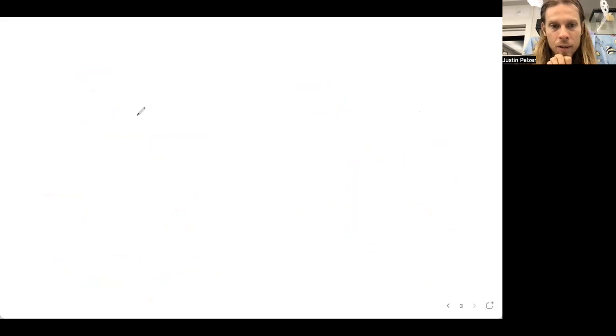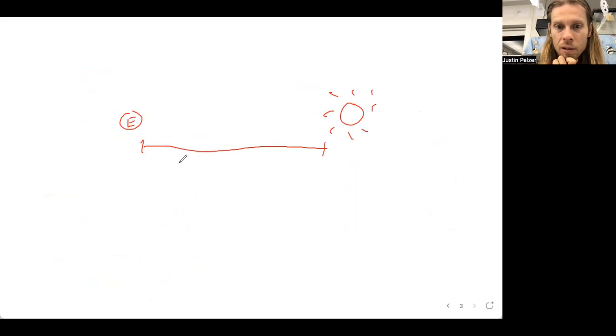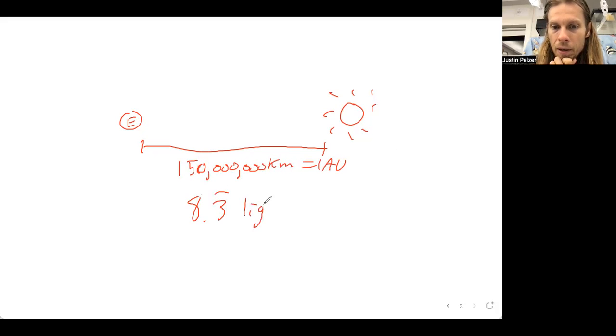So what we're doing today is, say I have Earth and Sun separated by a distance of 150 million kilometers, which we call an astronomical unit. That's also 8.33333 light minutes, 8 light minutes and 20 light seconds. Now, what does that mean?